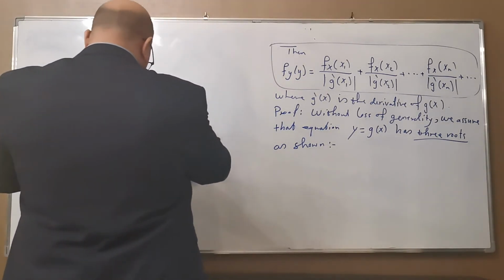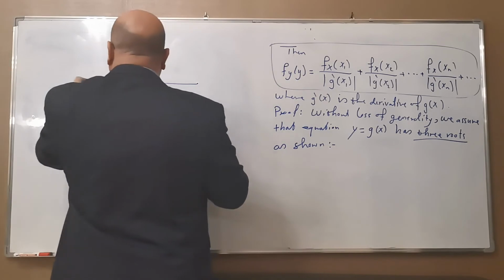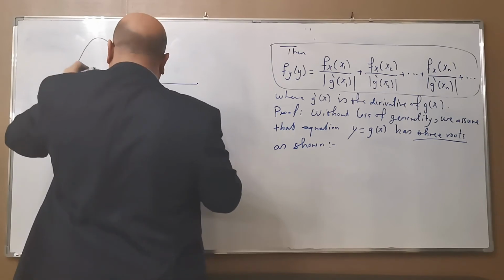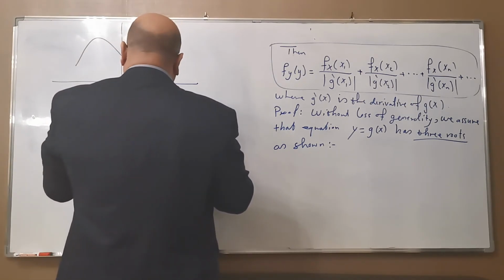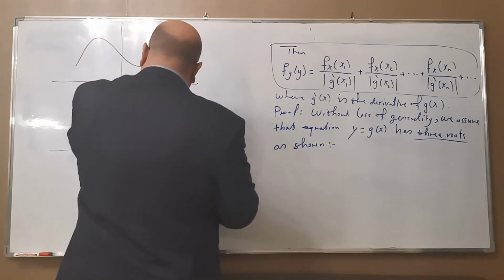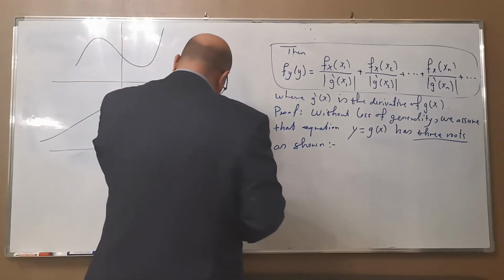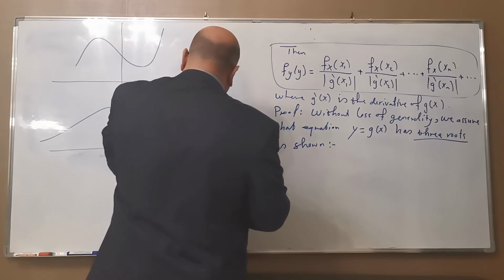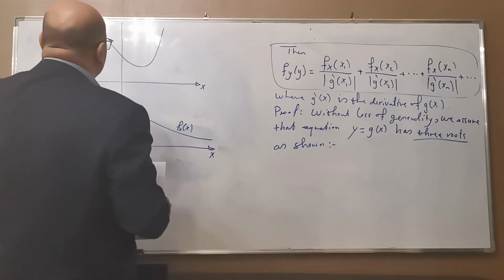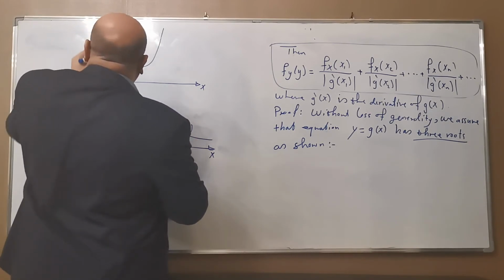Okay, I'm gonna draw the function g of x. So you have, this is the function g of x, and we will draw the probability function. Here, this is x, and this one is also x. So this one is fx of x. This is the density function of x. And this is our transformation, y equals g of x.